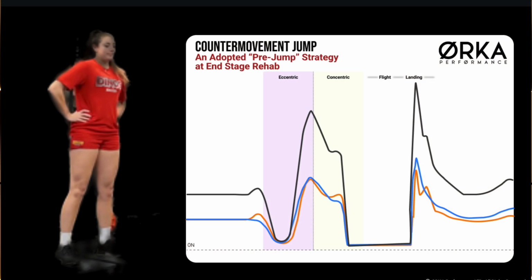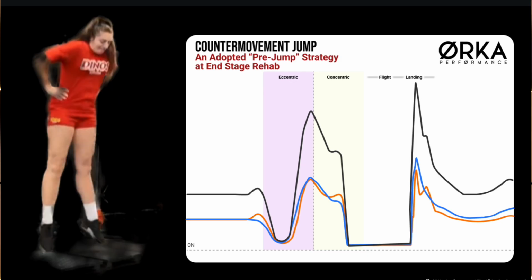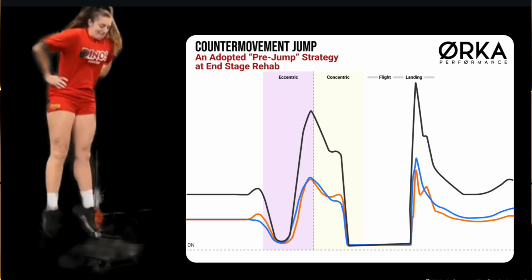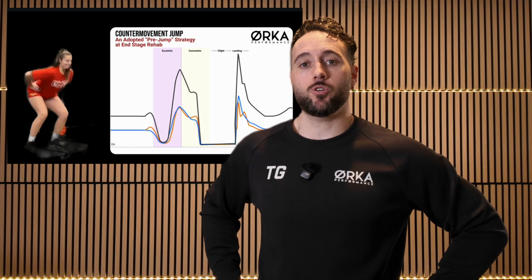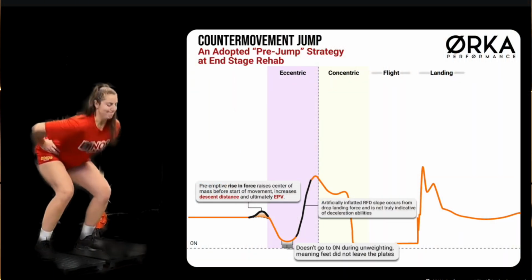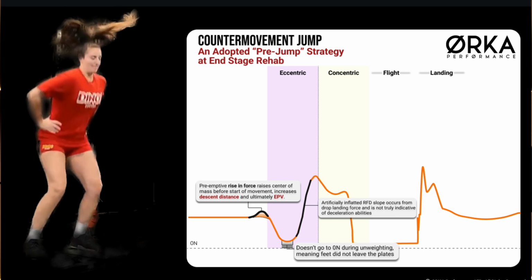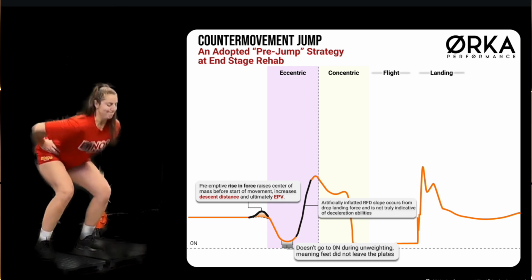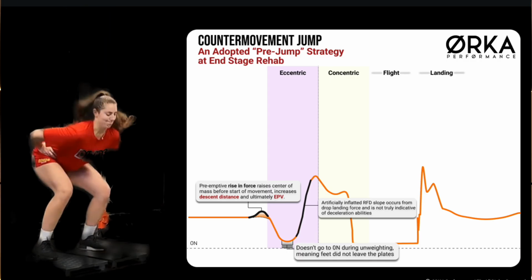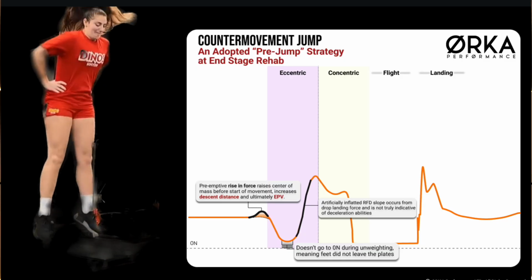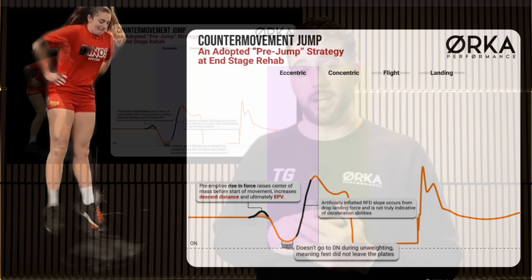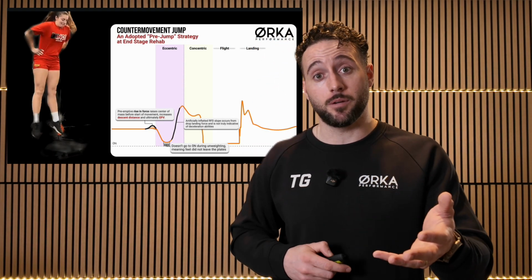So we see here through this waveform, do we see that blip there in orange, that little increase in force? What is that? We have this preemptive rise in force where Avery goes to set up the counter movement jump and she almost raises her center of mass before she free falls into deceleration. Now what this does is ultimately increase descent distance and her eccentric peak velocity. So we end up with this artificially inflated rate of force development slope that occurs from almost dropping into the eccentric phase, and it might not truly be indicative of her deceleration abilities.